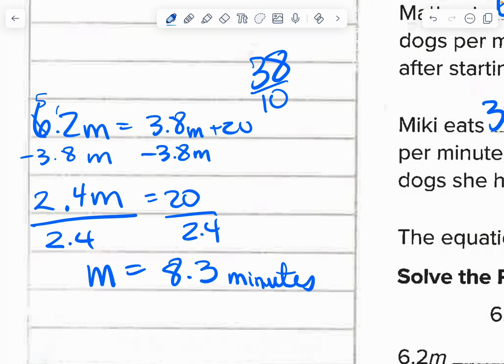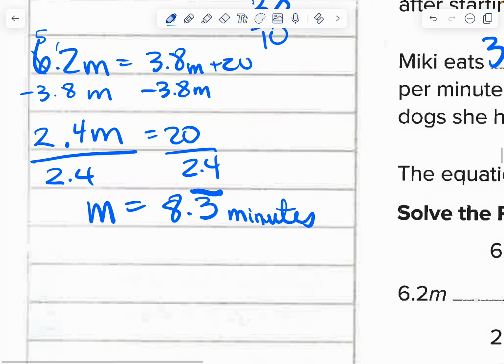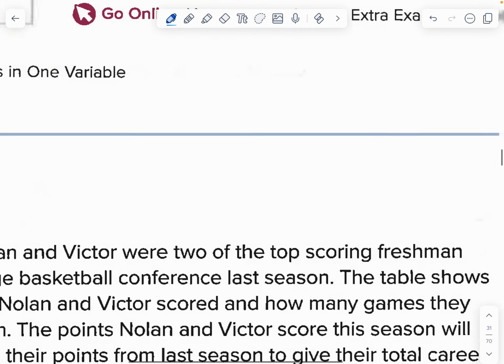Okay, so that's not just 8.3. I rounded it to the nearest tenth. That's what I thought. So that's going to be 8.333333333. Well, that's the same as saying 8 1/3 minutes. Okay, so now let's look at the next one.